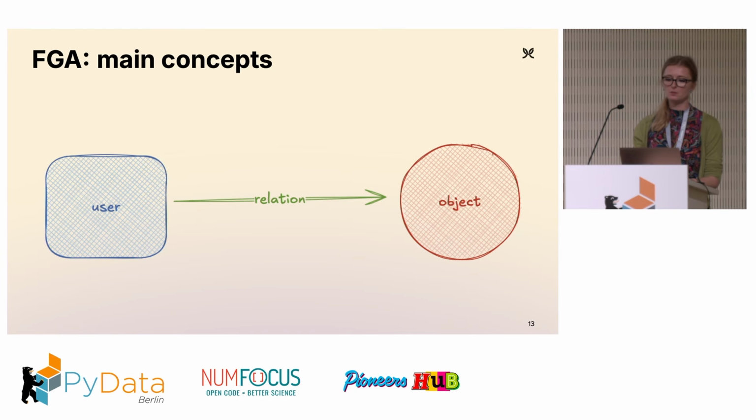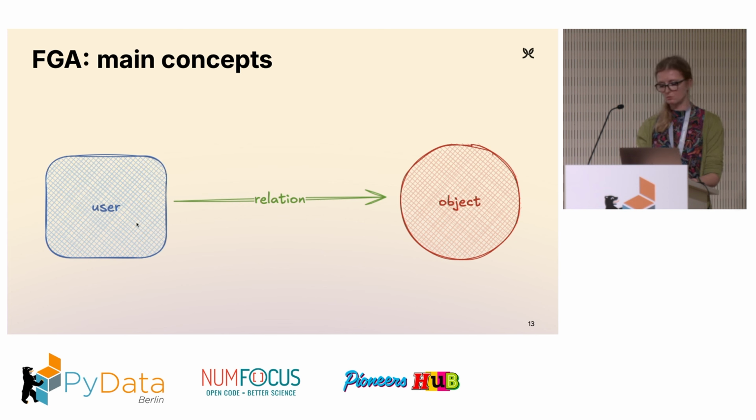Okay, so now we are going to the main concepts of fine-grained authorization, and this is actually really simple because we have three entities. We have a user, we have a relation, and we have an object. A user can be in a relation with an object. So for example, user Anna can be a reader of object document 1, right?